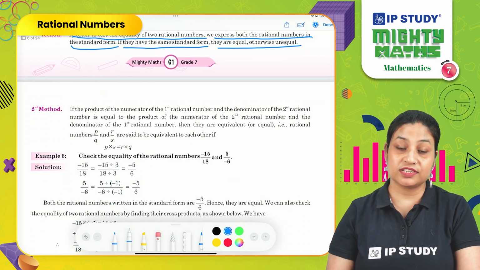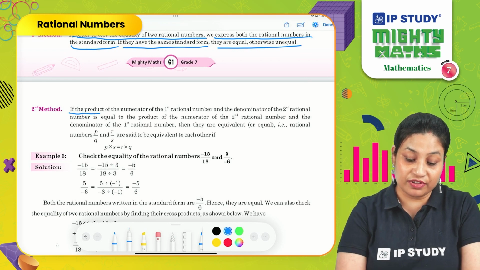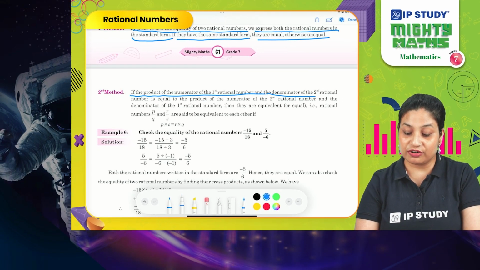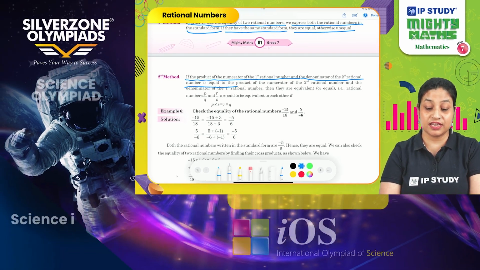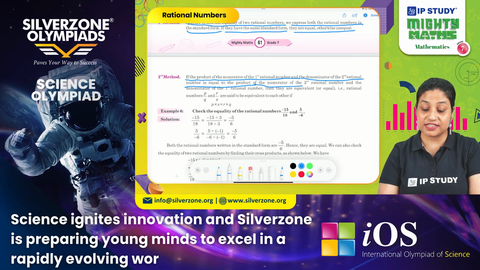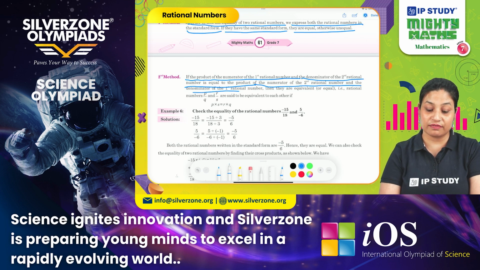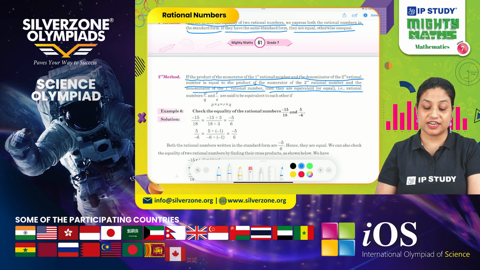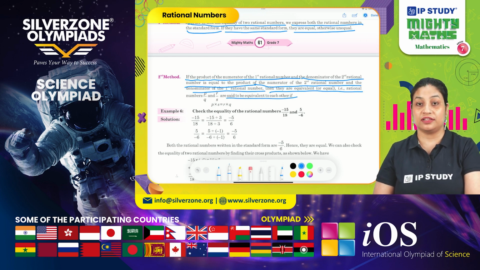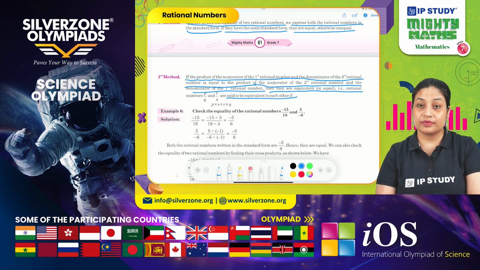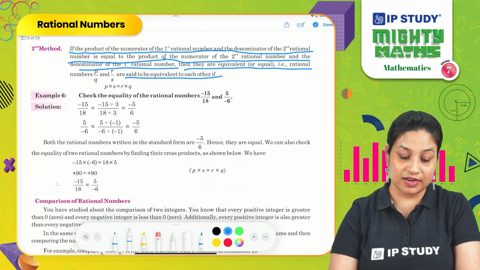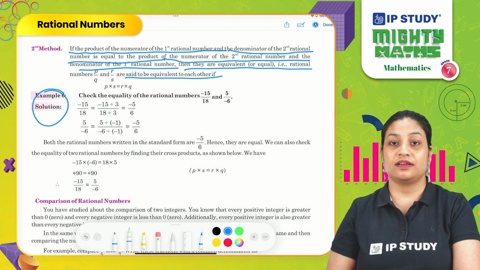Now, let's see what the second method is. If the product of the numerator of the first rational number and the denominator of the second rational number is equal to the product of the numerator of the second rational number and the denominator of the first rational number, then they are equivalent rational numbers. They are said to be equivalent to each other, right? So, in order to understand these two methods, let's take an example. Let's take example number 6. We will do this example by both the methods.